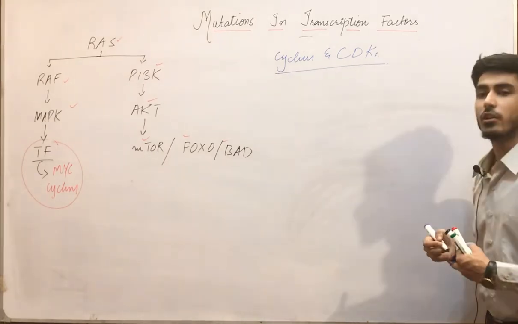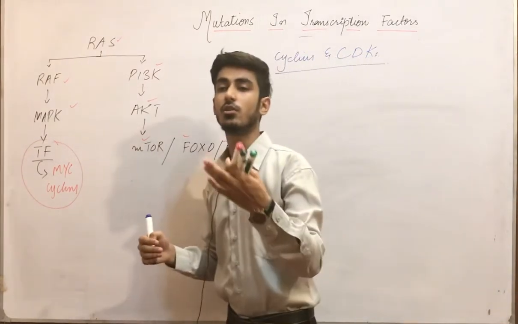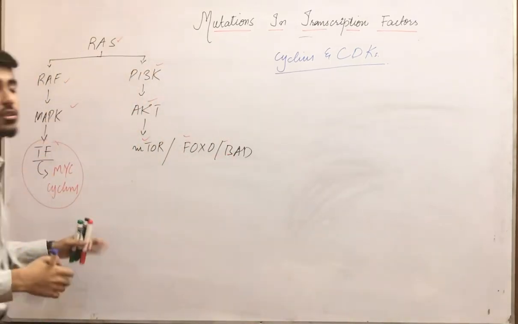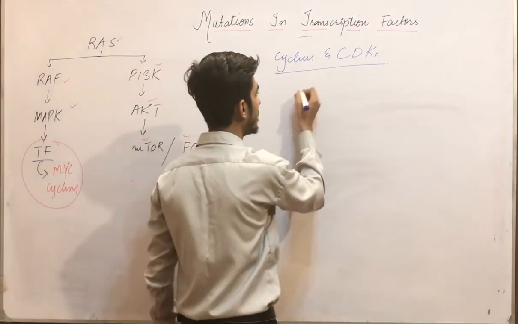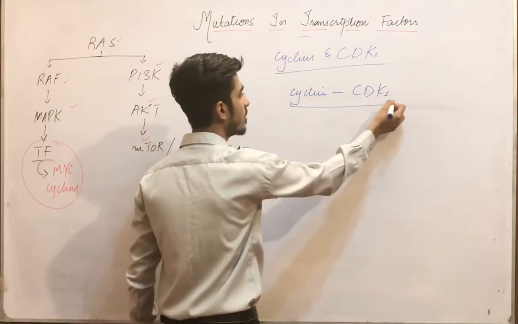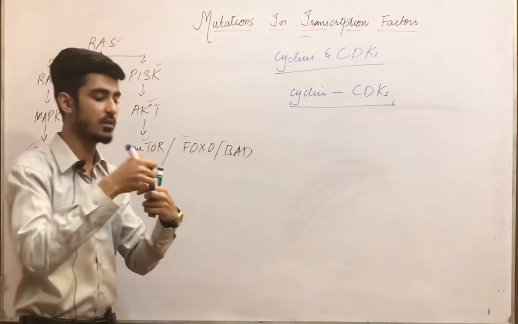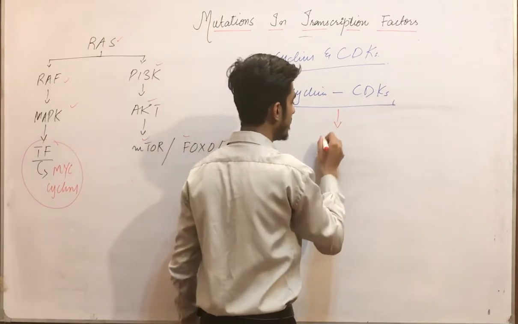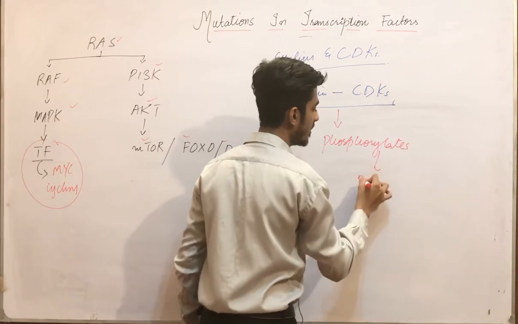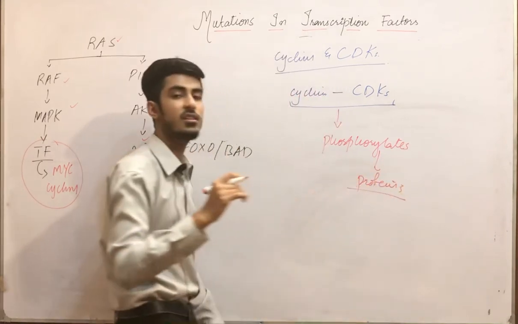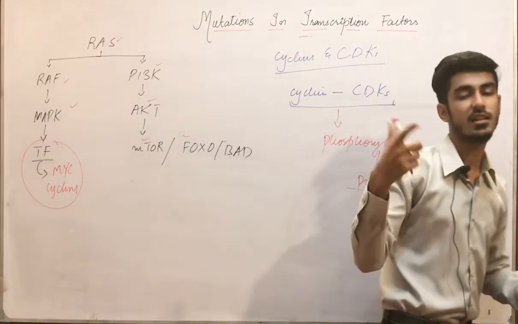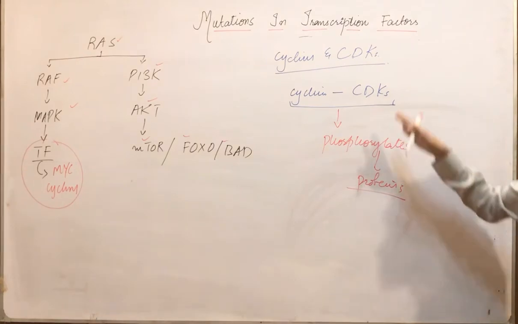Clear? Now they also carry out growth and cell cycle progression. Obviously they are part of the normal growth pathway, so they also carry out growth. But how do they carry out the growth? Basically these cyclins and cyclin dependent kinases form a complex. The complex is formed between these two, and this complex phosphorylates proteins. These proteins are then activated and carry out the growth, and cell cycle progression occurs. So in this way there is a normal pathway.